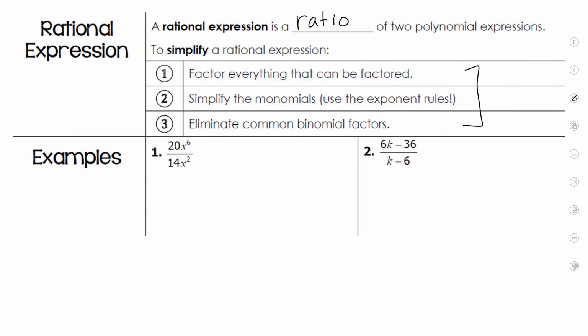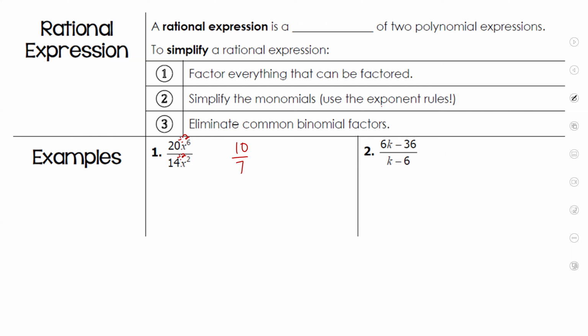So guys, this is an example of a monomial. This is a binomial. You're going to have to factor that, okay? So let's start with number one. What's 20 over 14? We can simplify this. Yep. How did you get 10 over 7? Yep, you divided both the numerator and the denominator by 2.